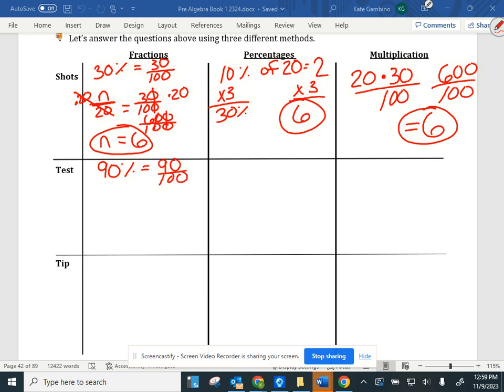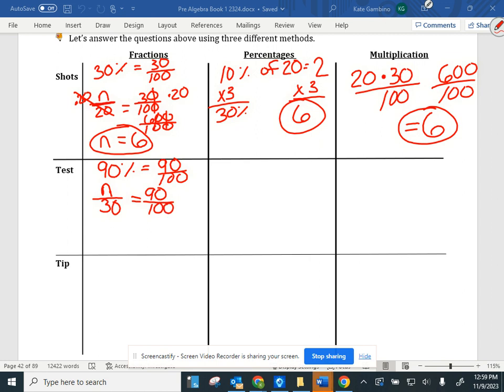90 over 100, 90 hundredths. So how many questions were there total? 30. 30 questions. We want to know how many questions she got right. So that's our unknown, that's our variable: how many questions she got right. And that's going to equal the 90%, 90 over 100.